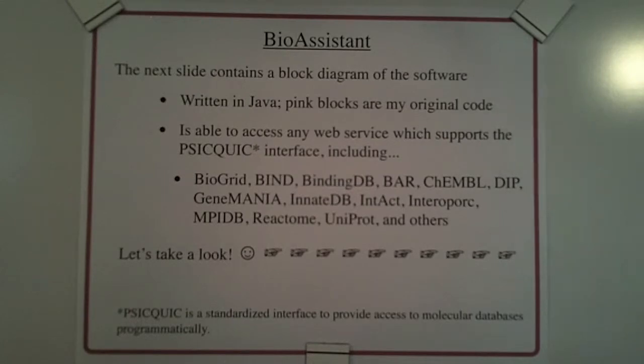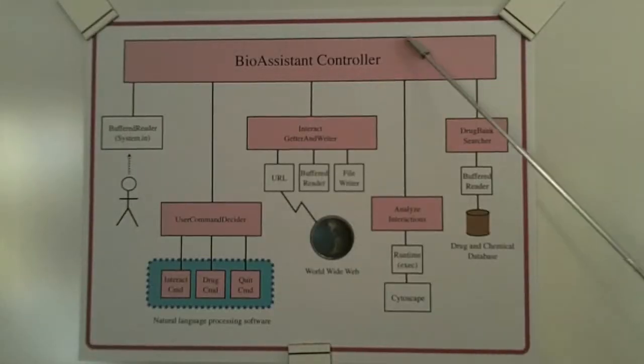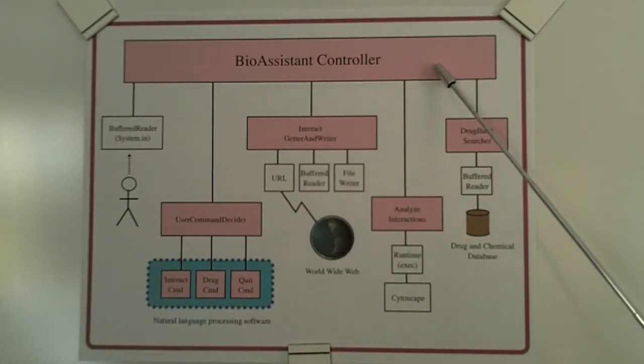The next slide contains a block diagram of the BioAssistant software. It is written in Java. The pink blocks are my original code. It is able to access any web service which supports the PSICQUIC interface, including BioGrid, Bind, and others. Let's take a look. This is an overall block diagram of my BioAssistant software. It interacts with the user who can use natural language. This component is called the BioAssistant controller.